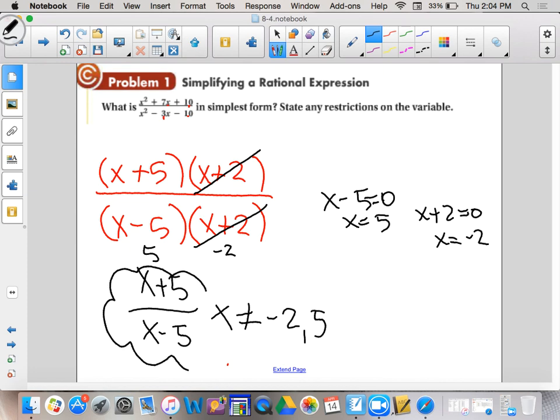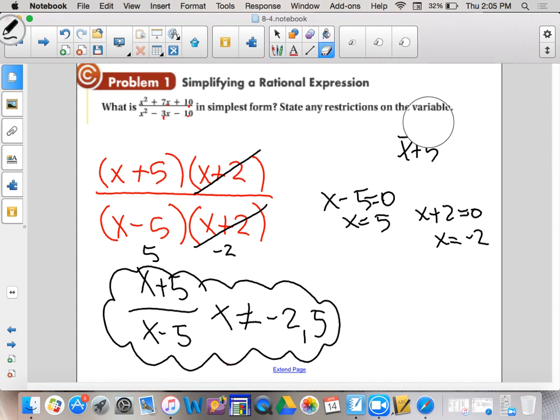So even after you cross those two out, you still have to use them as restrictions, even though one is crossed out. Only what's in the denominator. Because what's in the denominator is going to tell me whether it's a 0 or not. Same thing if you have anything more complicated than this; we're only looking at what's in the denominator. So that's just strictly simplifying a rational expression.